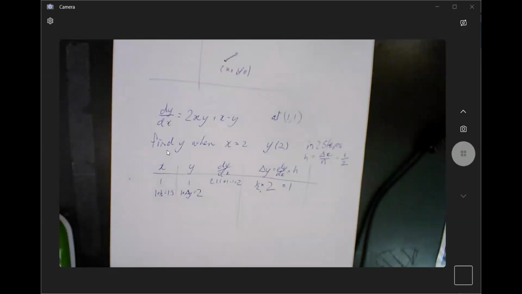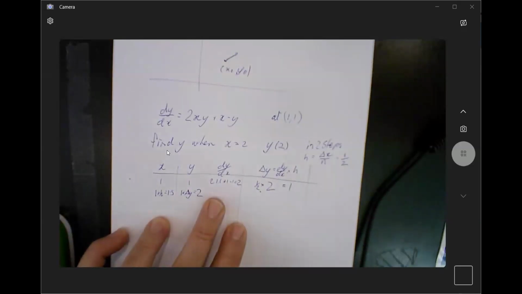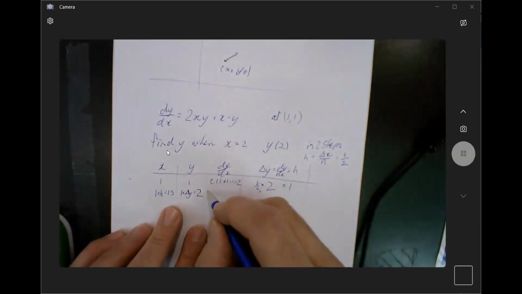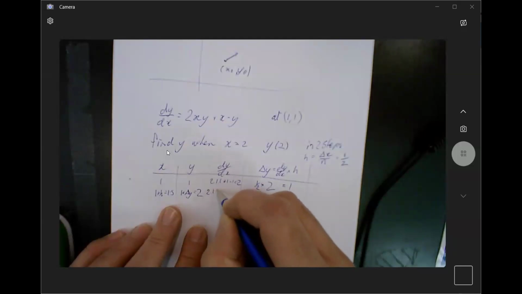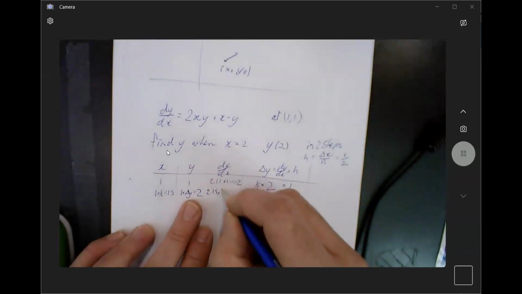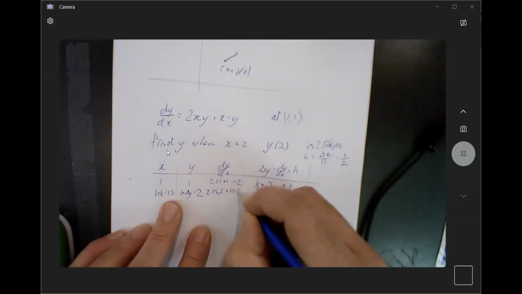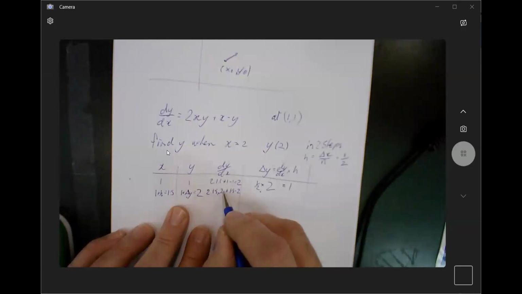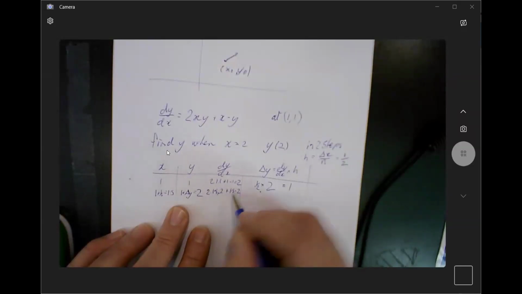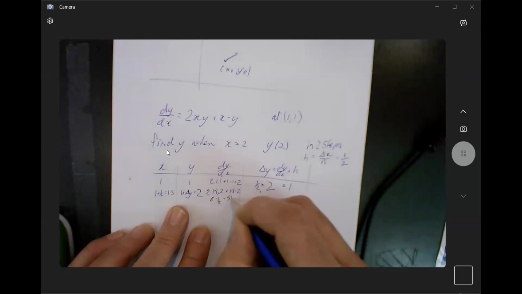Then from my new point, I work out what the next derivative is going to be. I'm going to do the same thing: 2 times 1.5 times 2, plus 1.5, minus 2. 3 times 2 is 6, so it's 6 minus a half, which is equal to 5.5.